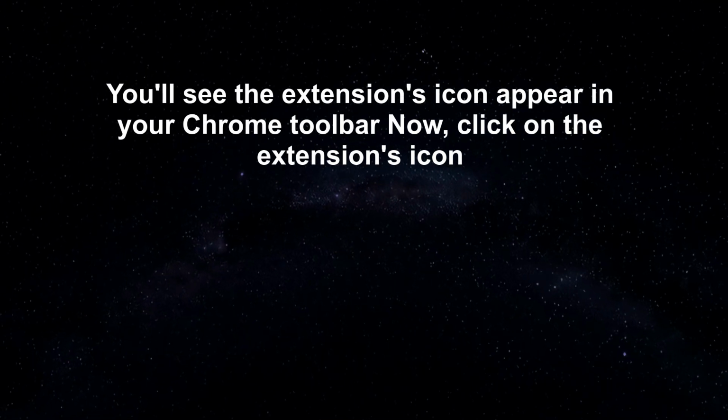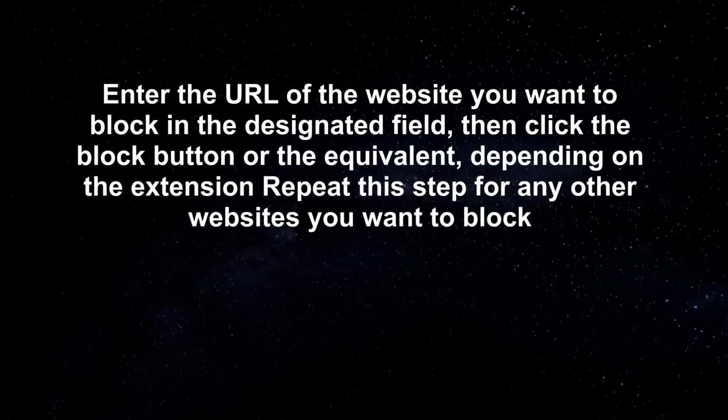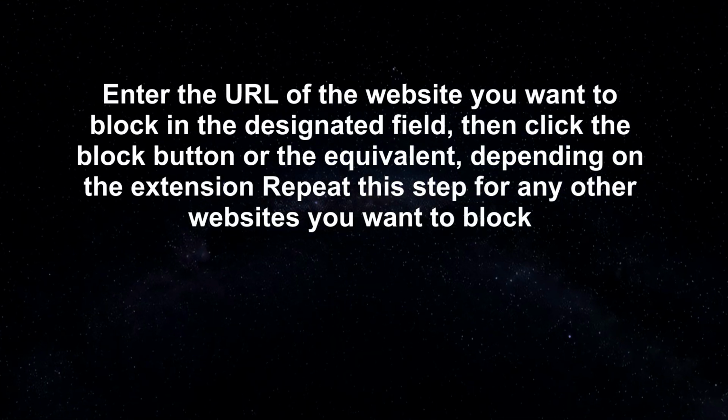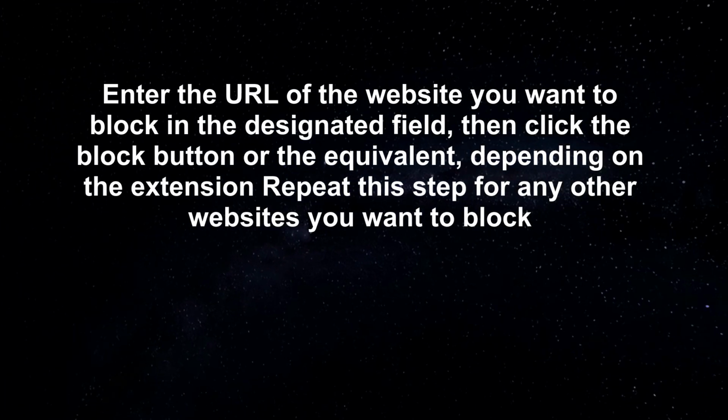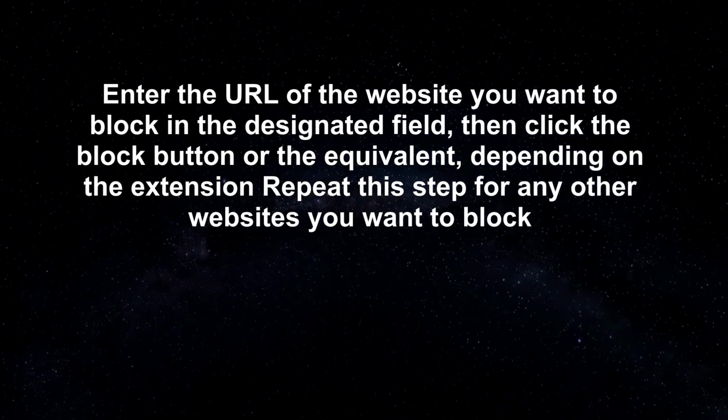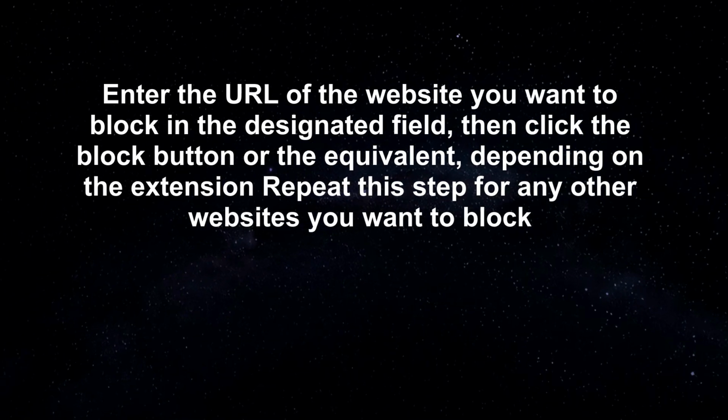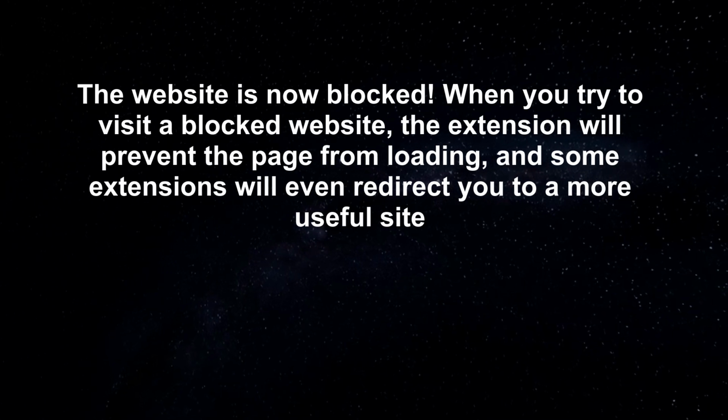Click on the extensions icon. Enter the URL of the website you want to block in the designated field. Then click the block button or the equivalent, depending on the extension. Repeat this step for any other websites you want to block. The website is now blocked.